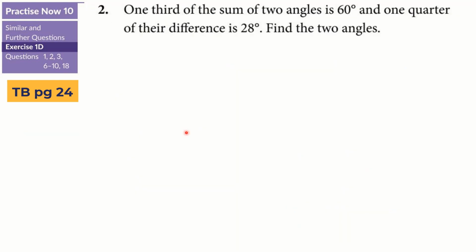Next, we take a look at question 2. It says that 1/3 of the sum of two angles is 60 degrees, and 1/4 of their difference is 28 degrees. We want to find the two angles.